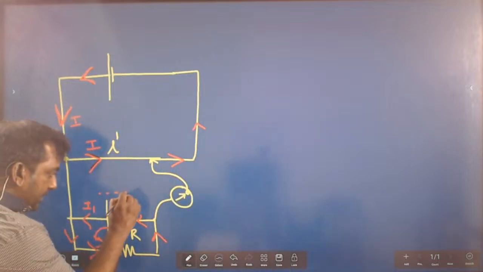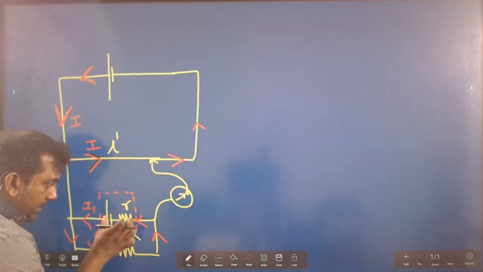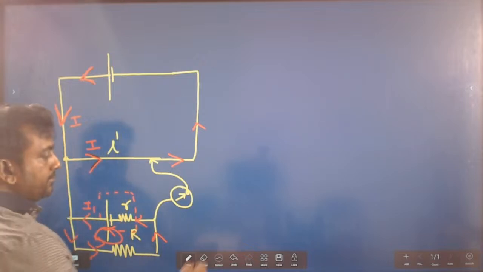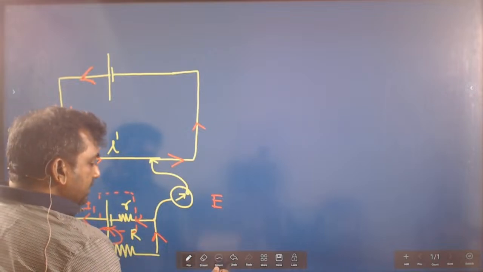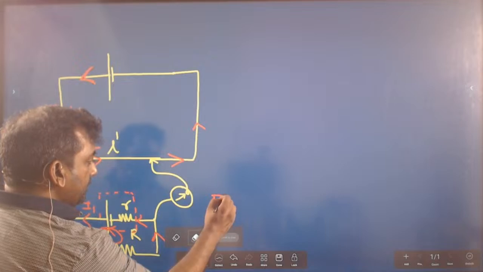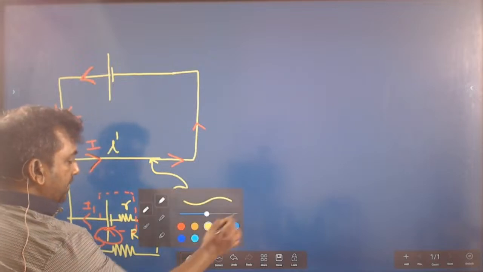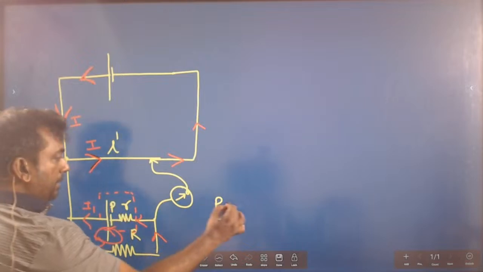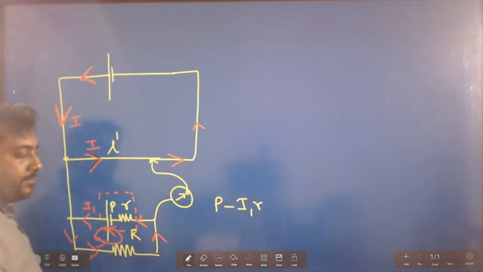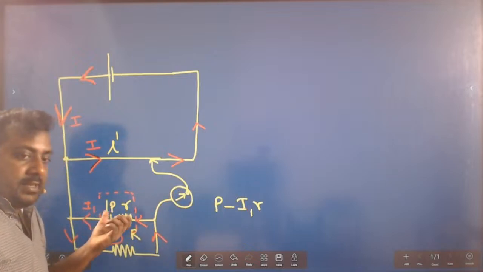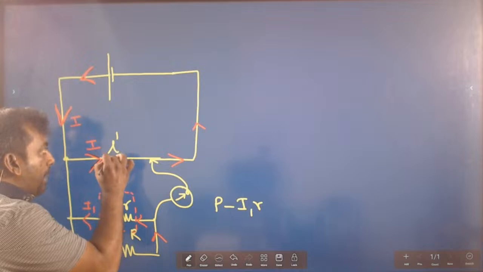This is your cell. The actual voltage coming out of the cell is what? Terminal potential difference. Look at the board now. Terminal potential difference is P minus I1R, not P minus IR. The voltage reduces. If voltage reduces, the balance length here will also reduce.